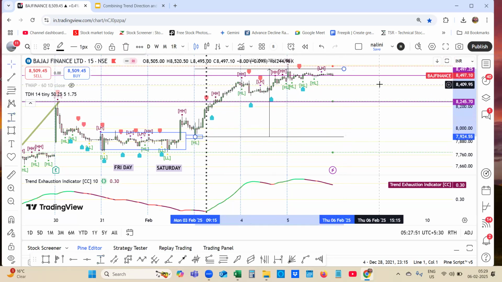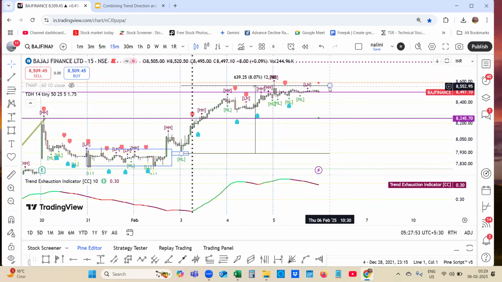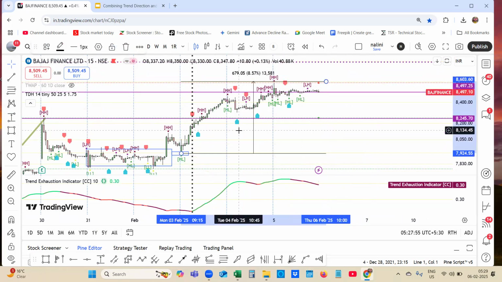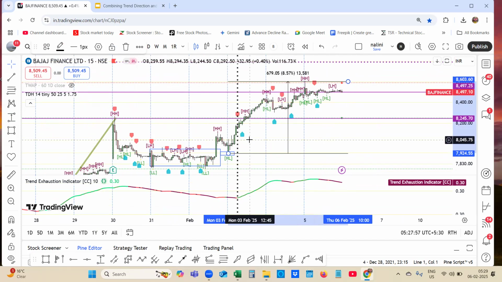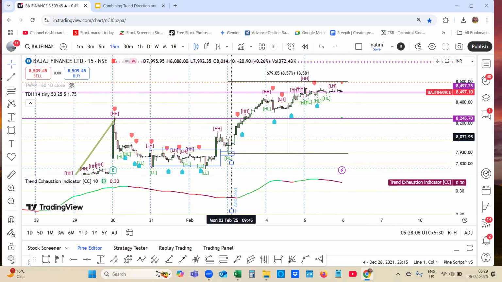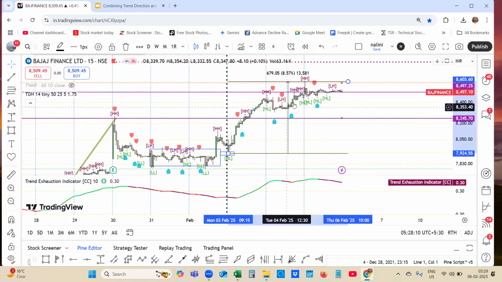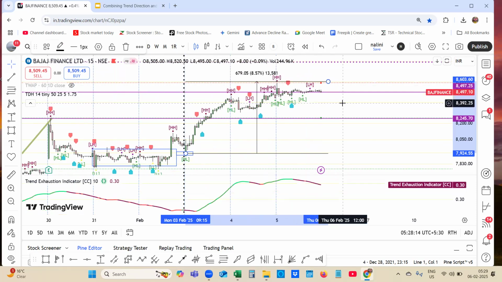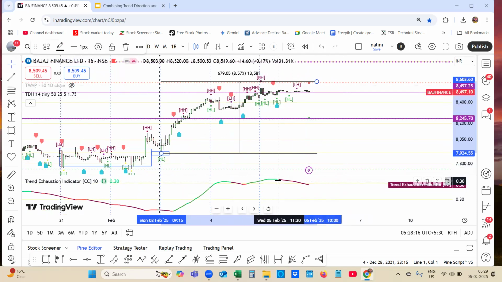This has given almost 8.7% within Monday and Tuesday, from Monday itself. You have to see from here. Monday, Tuesday, and Wednesday. So now at present, what is happening in the market is it is showing some sort of trend exhaustion.